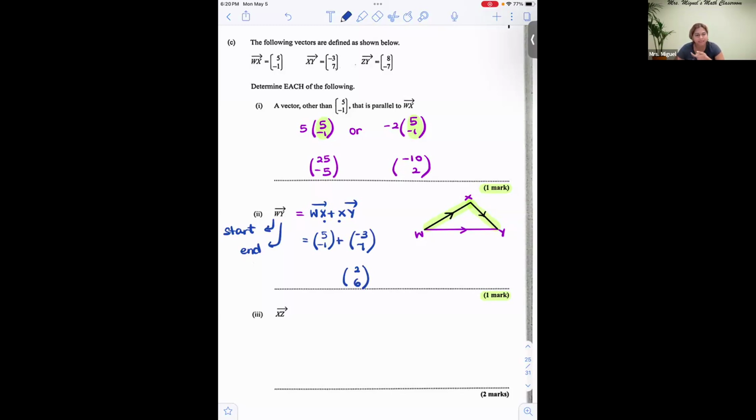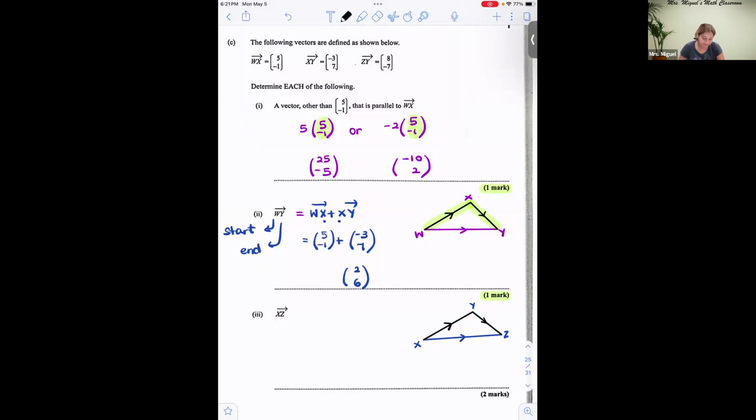Now, looking at the marking scheme, part 3 is 2 marks compared to part 2, which is 1 mark. So that tells me that it is not as straightforward as part 2. So I know that X, Z, and it is connected with Y. So I'm going to draw the same diagram. X, Y, Z. This is the vector that I want. So the 2 vectors that I need are XY and YZ.